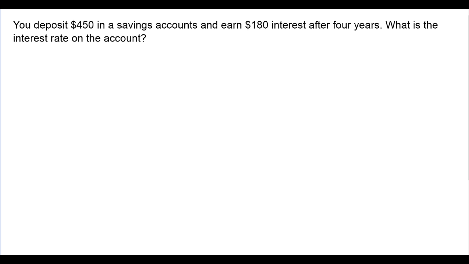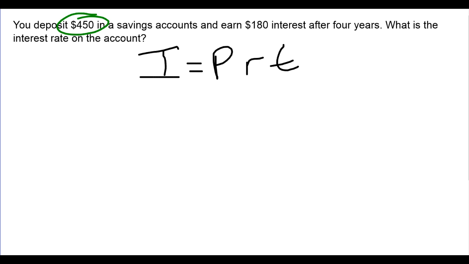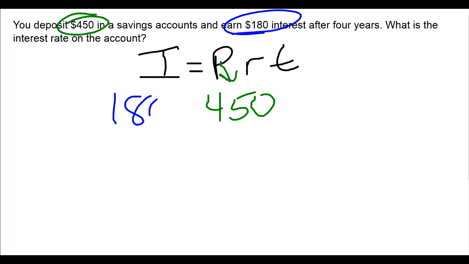So again, our simple interest formula is I equals PRT. You deposited $450 in a savings account, so therefore our principal is $450. You earn $180 in interest, so therefore $180 is our I, and you've done it for 4 years. So what you don't know, in fact, is the rate. So now we're going to have to solve for the rate.